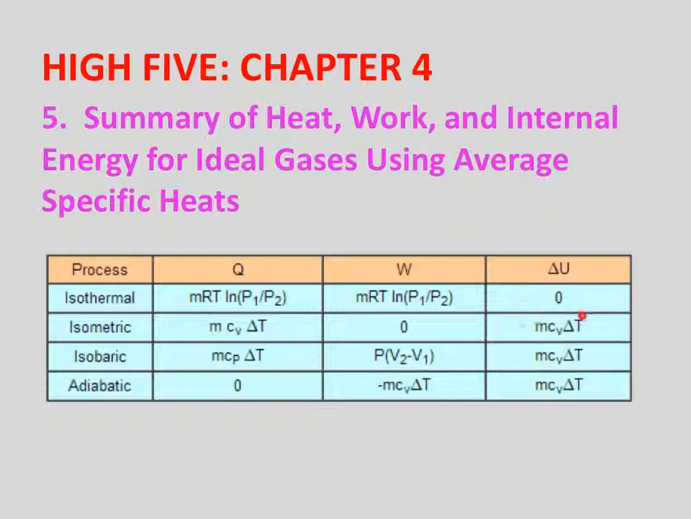We know that delta U is 0 in an isothermal process because Q minus W equals delta U. Since Q and W are the same, the change in internal energy is 0. For an isometric process, we know that work is 0 since the volume is not changing. In an adiabatic process, we know that there is no heat transfer, therefore Q is 0.